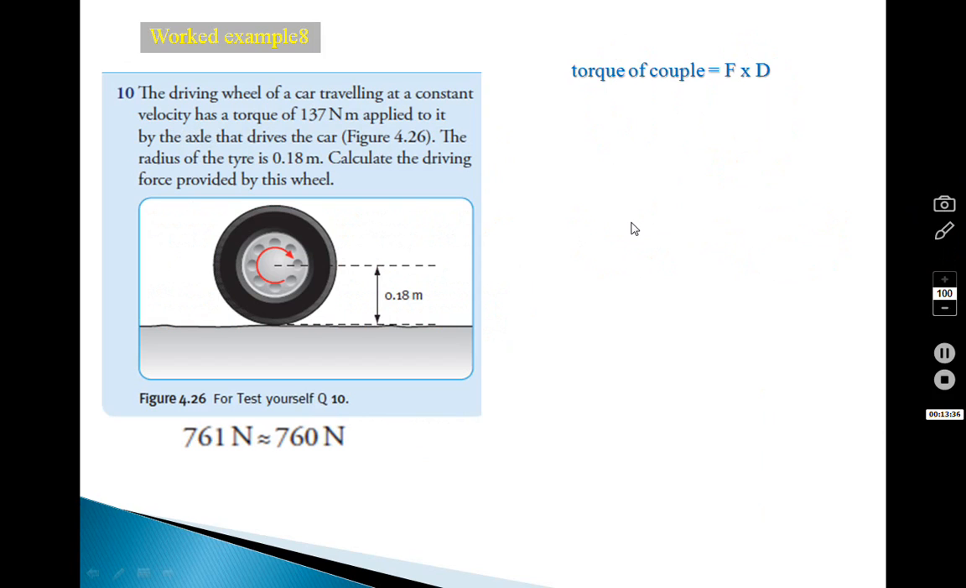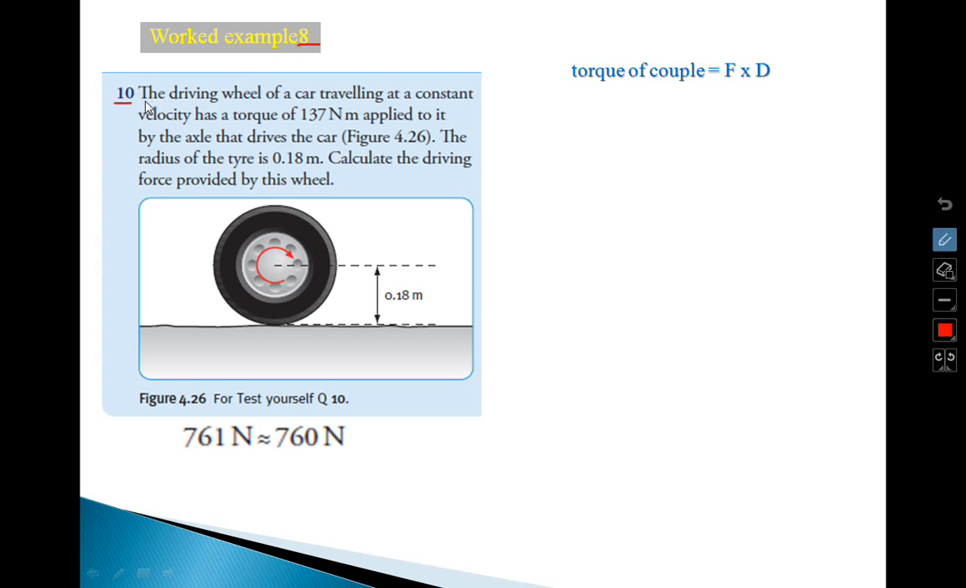Now we will move to some examples. We will solve worked example number 8. Actually in your book it is number 10, but in our classes it is number 8.